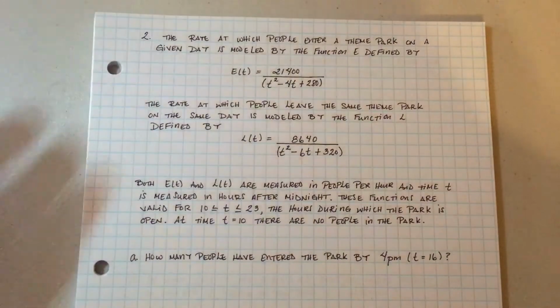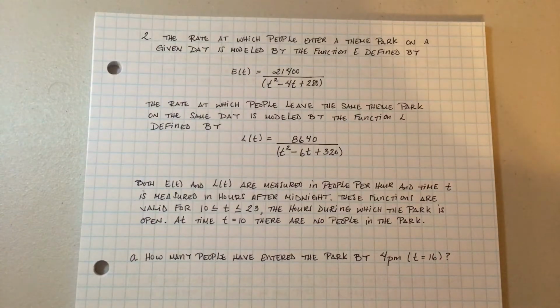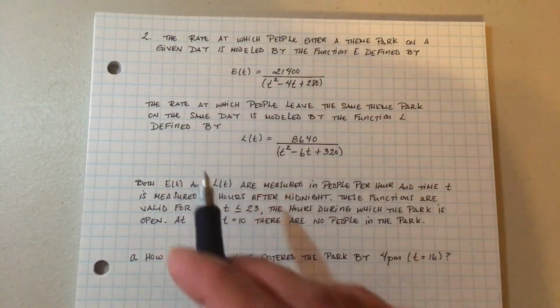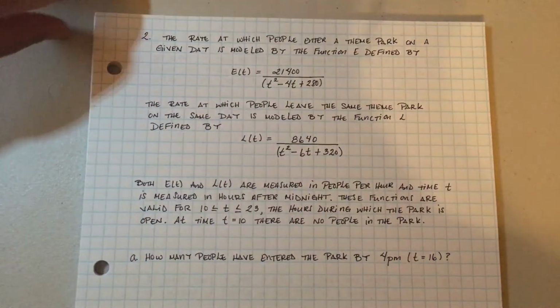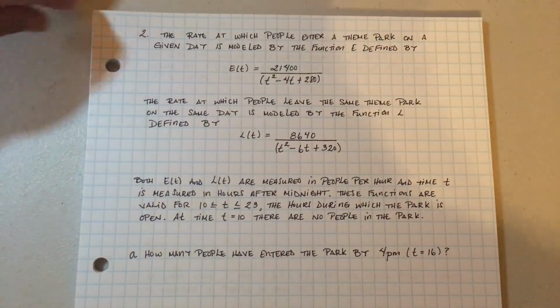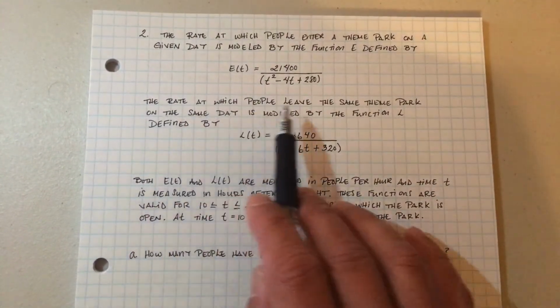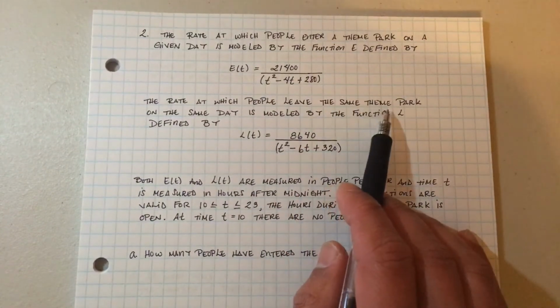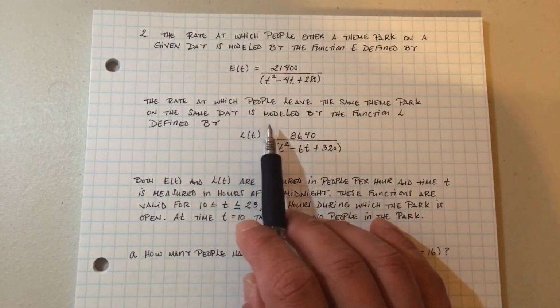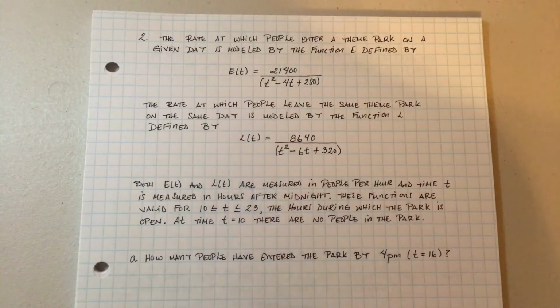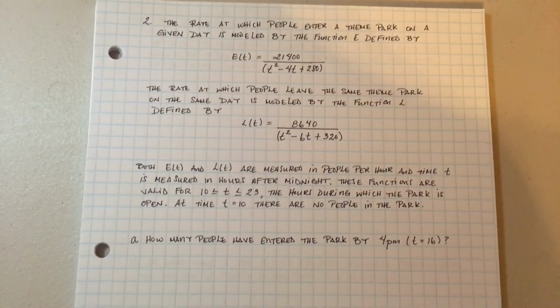It says the rate at which people enter a theme park on a given day is modeled by the function E, for entrance. I just switched around these numbers to mimic an old AP question. The rate at which people leave the same theme park on the same day is modeled by the function L. That's leaving.